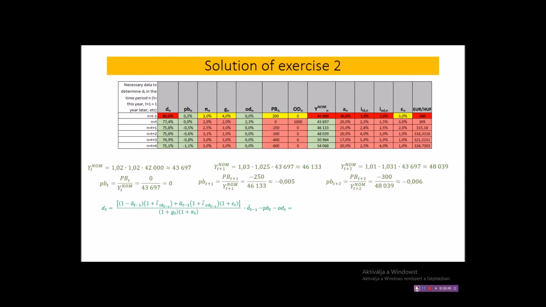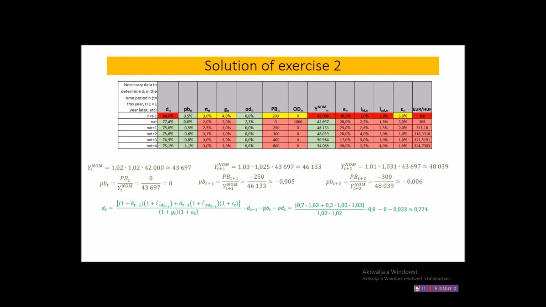Again, we can say that it sounds quite complicated, however the markings are pretty obvious. If we manage to fill in the table, we just have to take a look, find the right information and substitute it to the right place of the formula. In the case of 1 minus a t minus 1, a t minus 1 was 0.3, so 1 minus 0.3 will equal 0.7. This is multiplied by 1 plus id t minus 1, which is 3%, so 1.03. And so on further, substituting the right values.